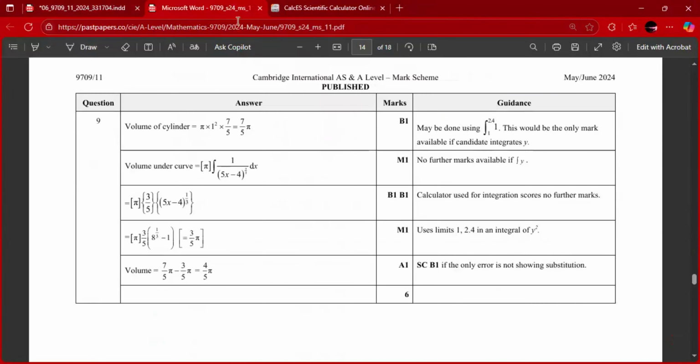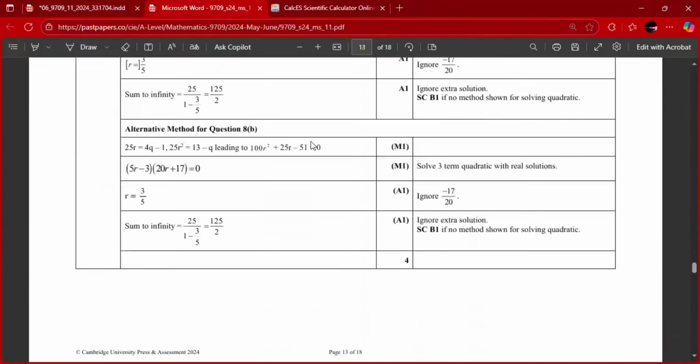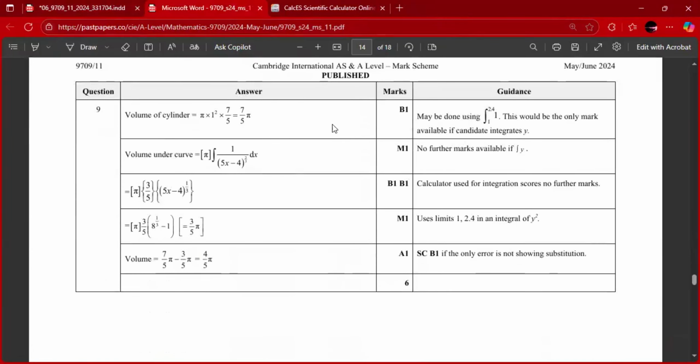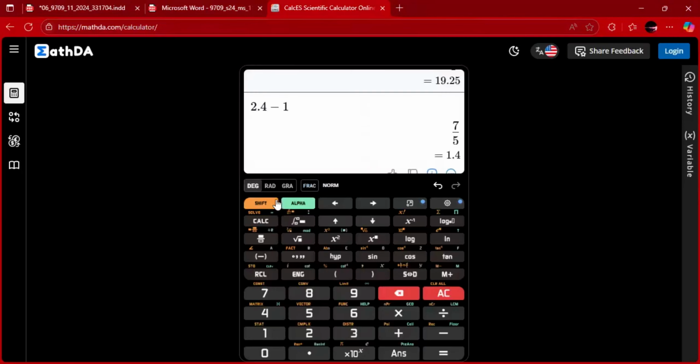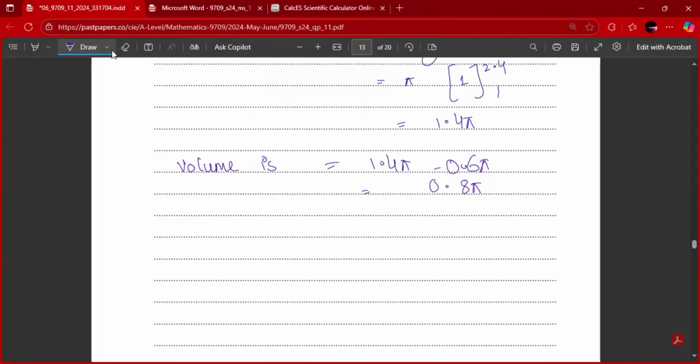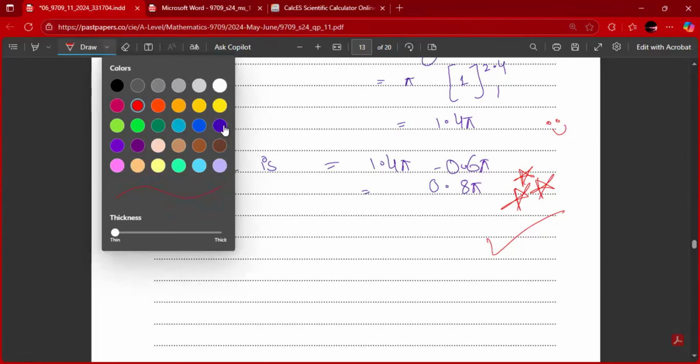Let's just check. Where is question number 9? Okay, this is question number 9. 4 over 5 pi. What is 4 over 5? Okay, 0.8. Thank you. I did it right. Let me just put a tick and a star. I'm proud of myself. And a smiley face. Okay, moving forward.